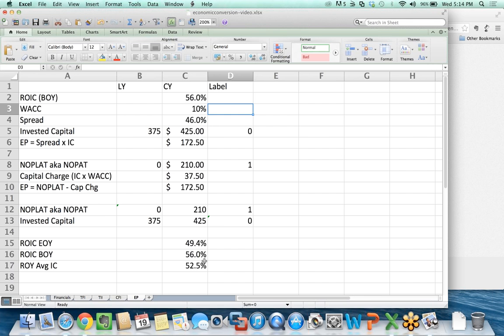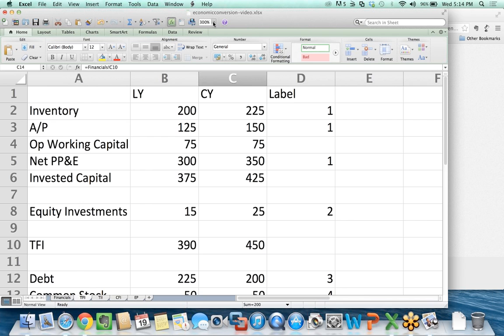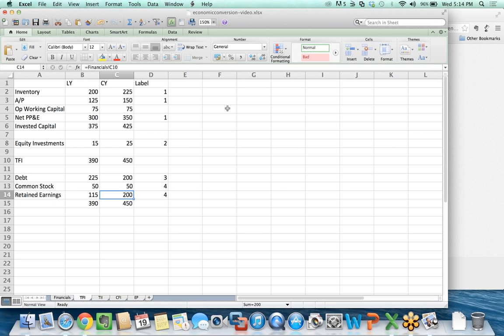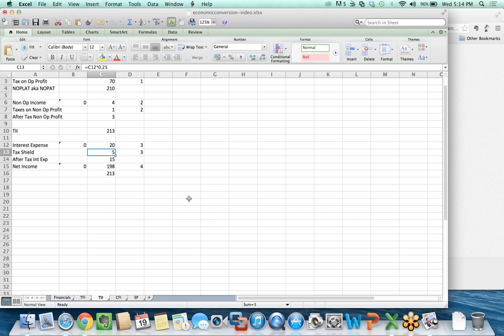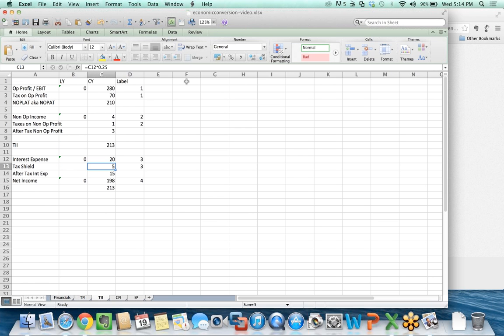Now, what we've done here from an analytical standpoint is we've now put our statements into this sort of financial perspective on an economic basis, so that I go back to my balance sheet into the Modigliani format. I have my operating assets, I have my non-operating assets, and that together becomes my TFI. Well, if I think about it, I've now made it easy to calculate the concept of an ROIC.